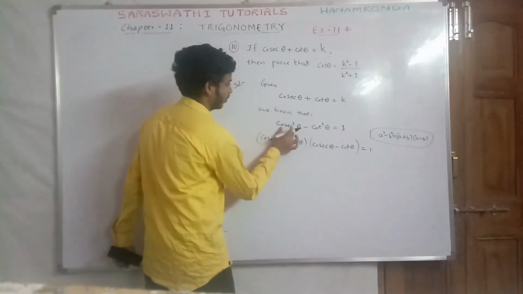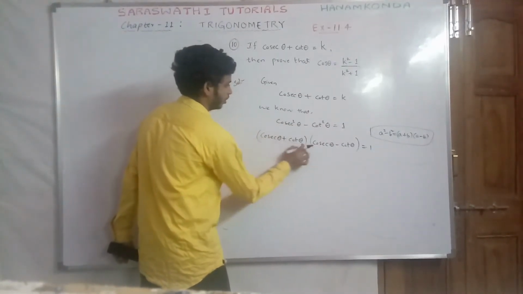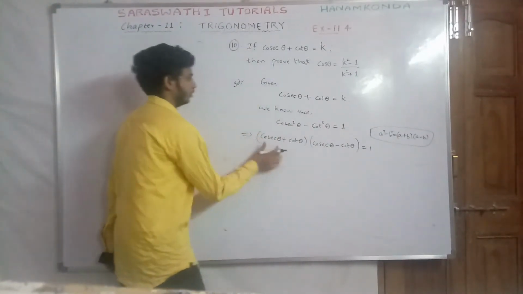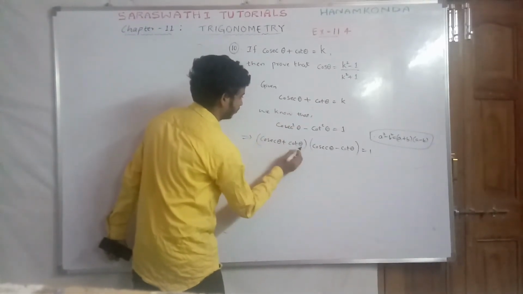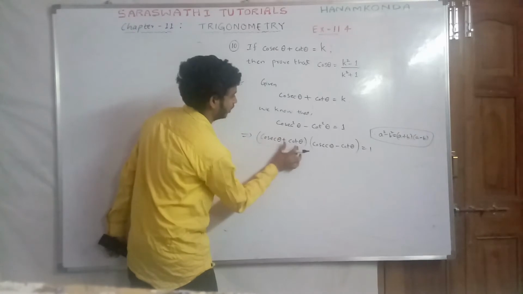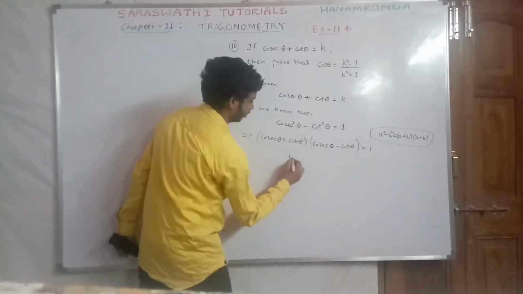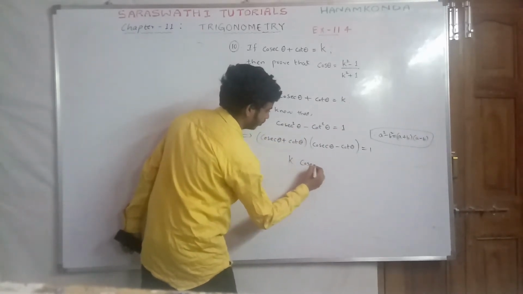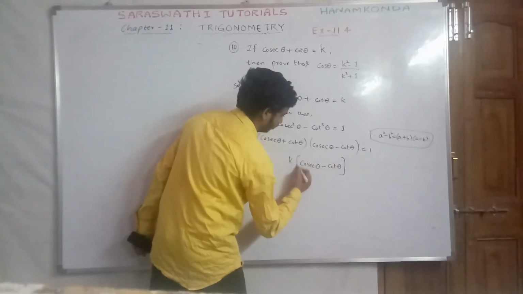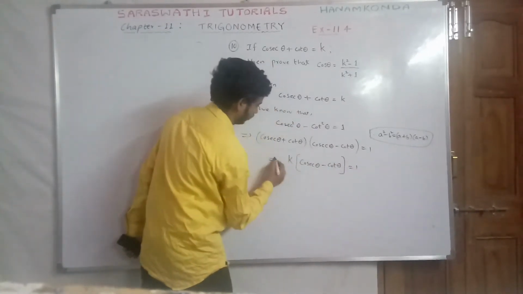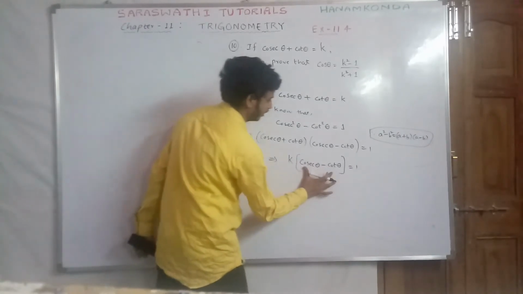So since it is of the form a square minus b square, it is written as a plus b into a minus b. In the question, the value of cosec theta plus cot theta is given. In place of cosec theta plus cot theta, we can substitute k. So it becomes k into cosec theta minus cot theta equal to 1.